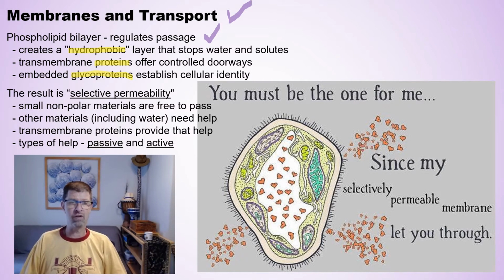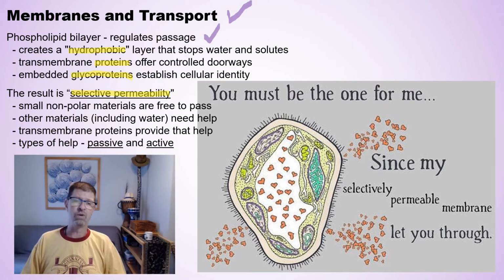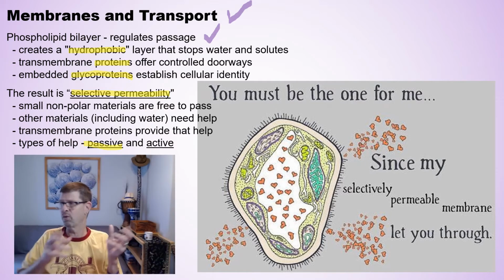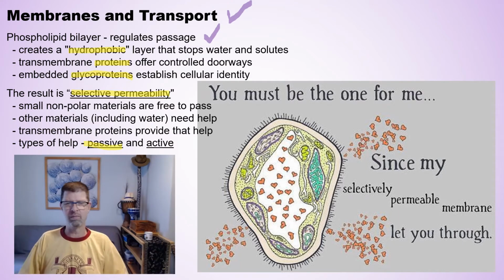The result is selective permeability. We're letting some things through and preventing other things. And we can do it in a way that just opens the door and lets them through that door, which is called passive transport. Or, if you open the door, they might flow in one direction, but we want to force them in the other direction. So we're going to use energy to pump materials from one side of the membrane to the other.